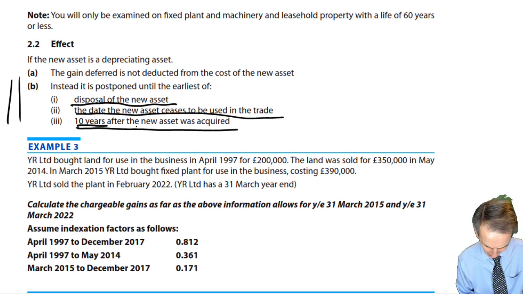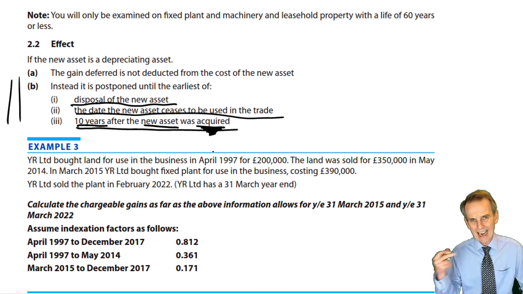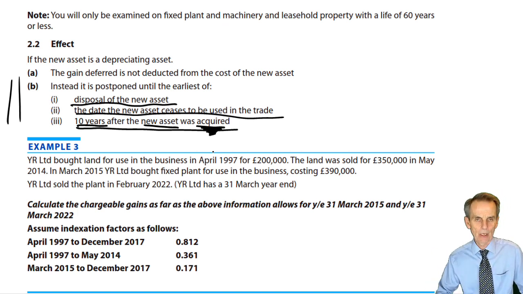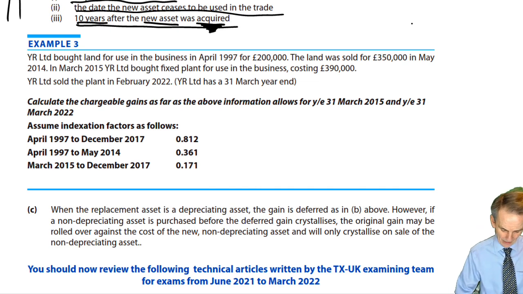10 years after the new asset was acquired. That's when your 10 years runs from: the acquisition date of this depreciating asset. It doesn't run 10 years from the disposal date, it's 10 years from the acquisition date of the depreciating asset. So, we've got an example here, therefore, example 3.